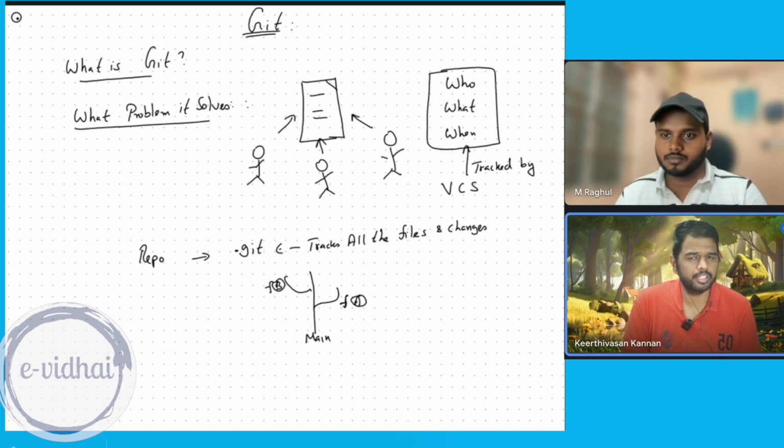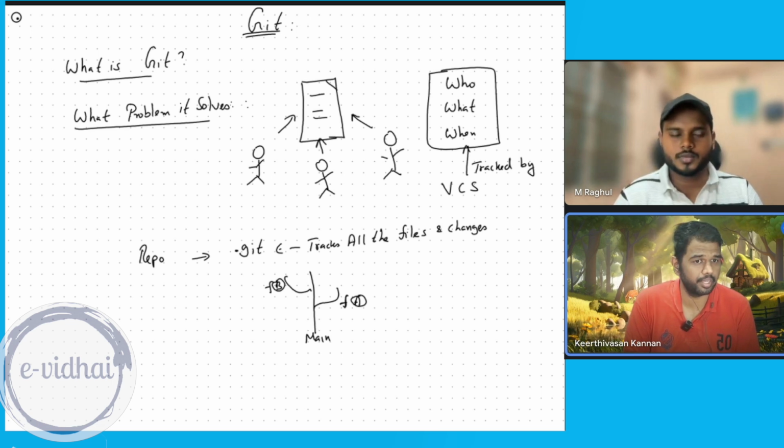But there are multiple things available in the market, isn't it? We have GitHub, GitLab, Bitbucket, and Azure DevOps pipelines. So what are these and how do they differ? Is it all the same?